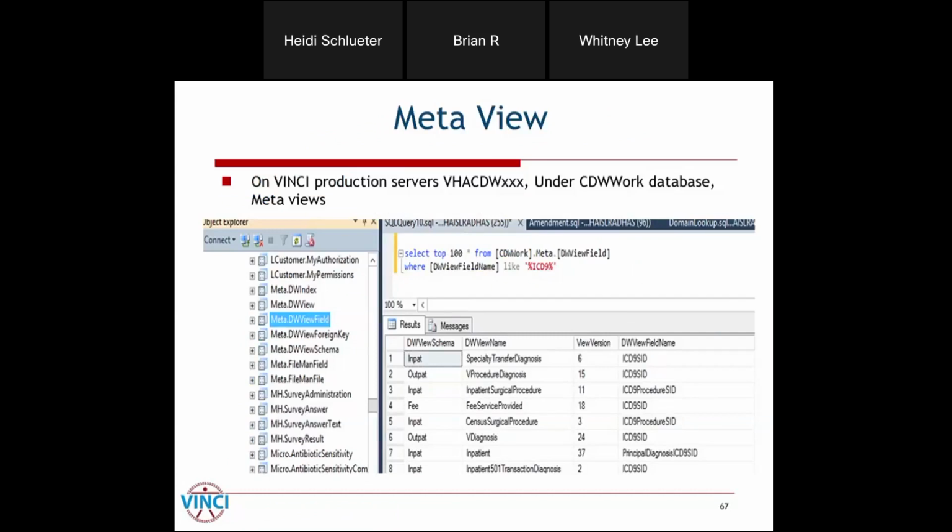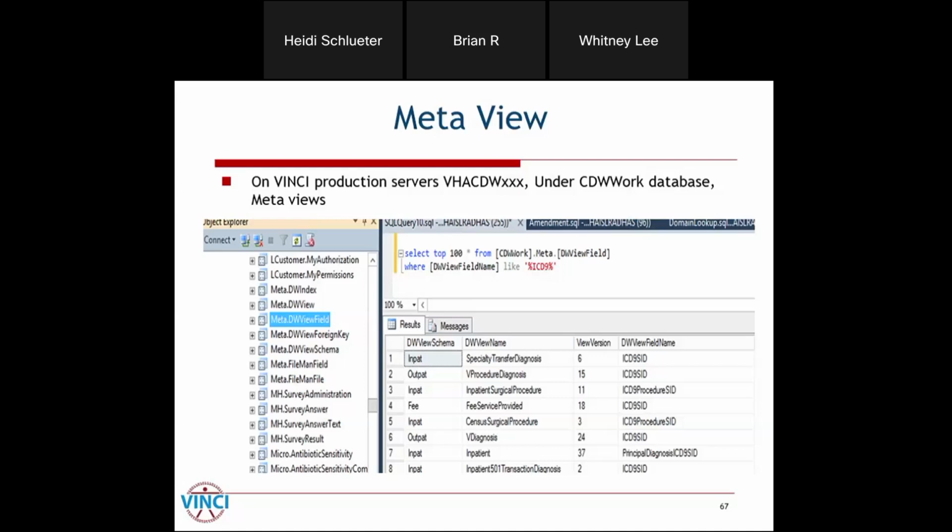Another resource is the meta view within the data itself. Here I've provided an example of when you're actually in SQL Server and you've been given access to the data. Within CDW is this meta schema, which is information about the data itself. For those of you that have some SQL knowledge, you can go ahead and query these meta views to find out all sorts of things.